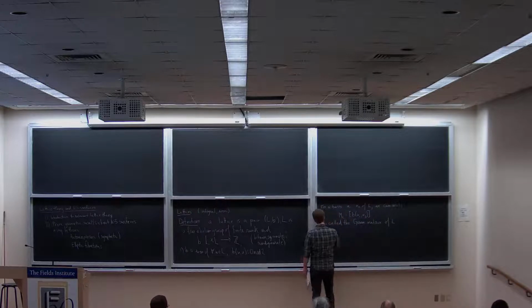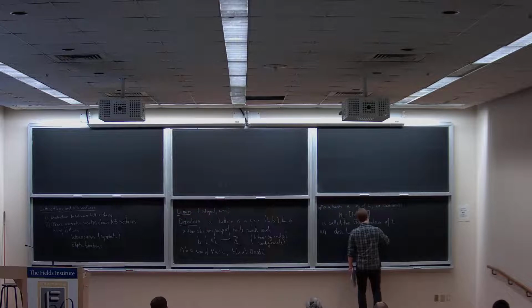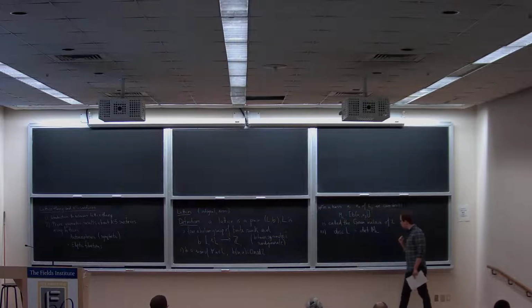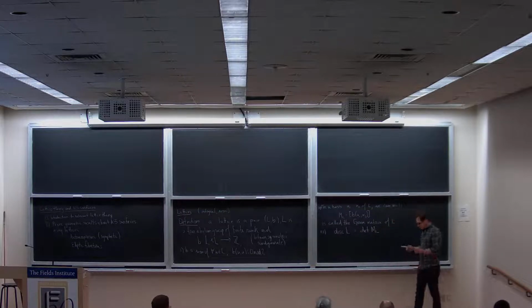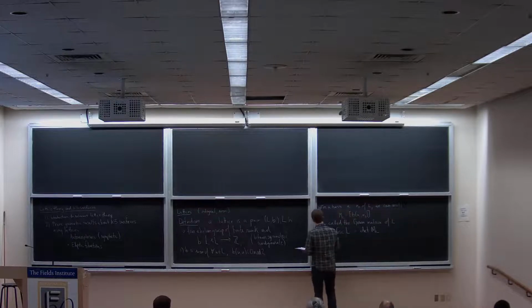So the discriminant of L is equal to the determinant of the Gram matrix. This is just an invariant of L. You can check that changing basis doesn't change the discriminant. Okay, and so you can define a signature as well, in the natural way.